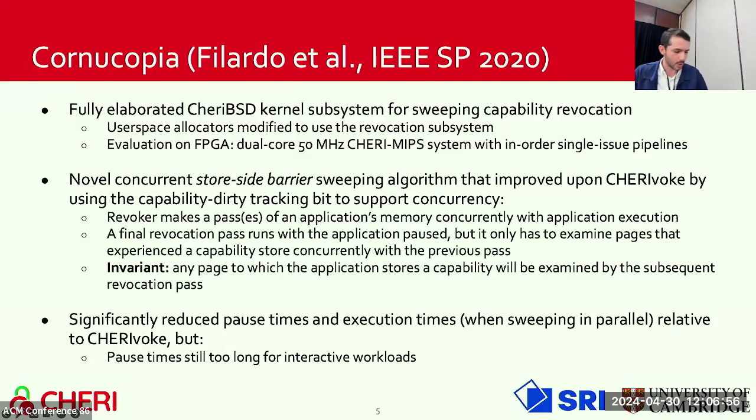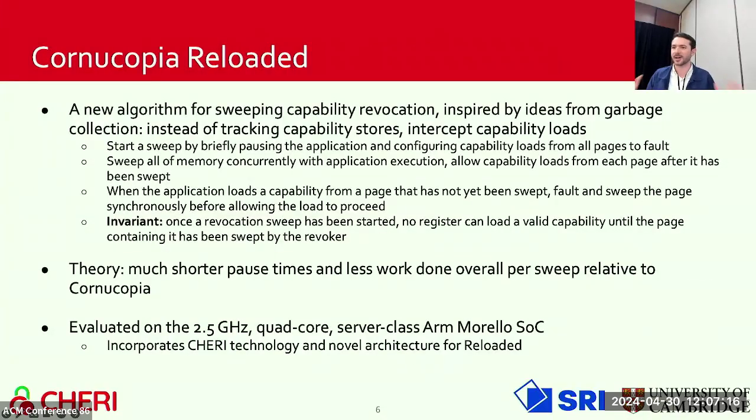So in this work, in summary, we did manage to significantly reduce pause times relative to the naive world-stopped CHERIvoke baseline. And when sweeping in parallel, we also reduced execution time, which was nice. But pause times were still far too long for interactive workloads, which we'll see a little bit later in evaluation. And that basically leads us to Reloaded, finally, the work that we're actually talking about today. And the main novelty here is that we've introduced a new algorithm for sweeping capability revocation inspired by ideas from garbage collection literature. Whereas in the Cornucopia world, we are tracking capability stores.